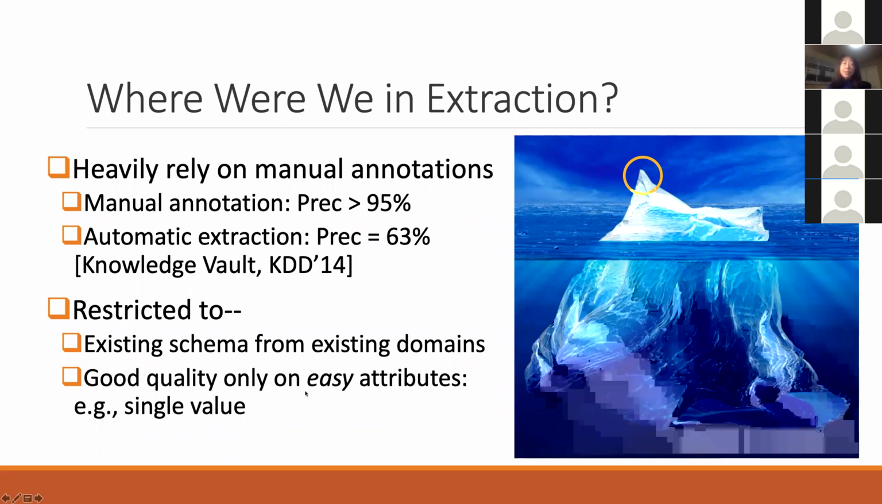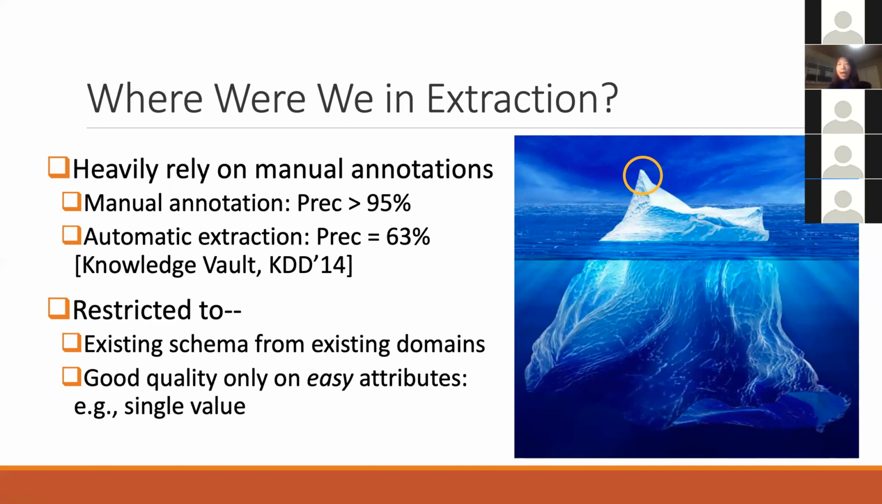And we see high quality oftentimes only on those easy attributes where there is a single value, such as date of birth. When there are multiple values, such as multiple actors of a movie, we don't see this very high quality anymore. And if we want to do automatic extraction, again, according to Knowledge Vault, the precision is still quite low, 63%. That's far away from being able to get into production in industry.